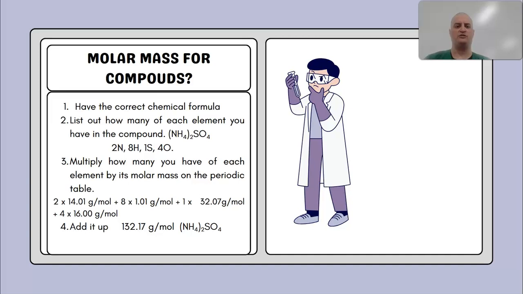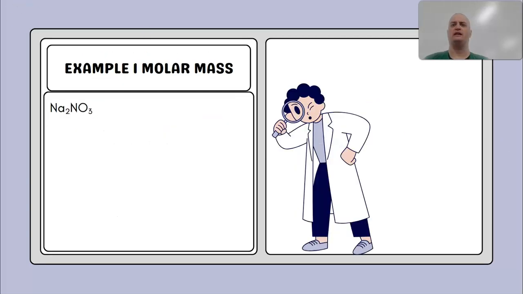So you've got 2 of the nitrogen, 14.01, 8 of the hydrogen at 1.01, 1 of the sulfur at 32.07, and 4 of the oxygen at 16. Use your calculator to add it all up, and that is the molar mass for the compound. Just that simple. All right, let's take a look at an example.